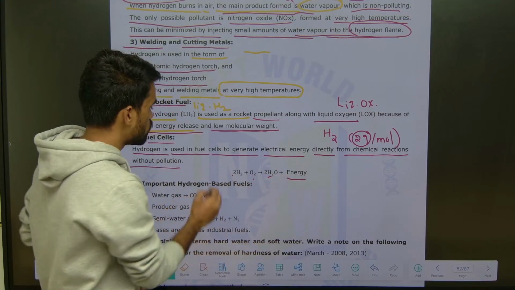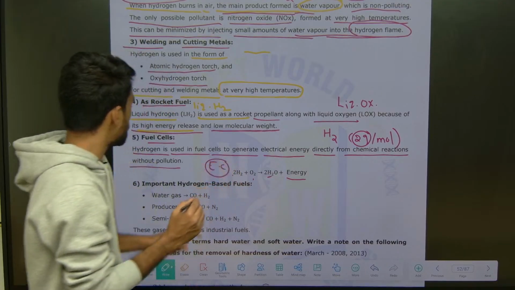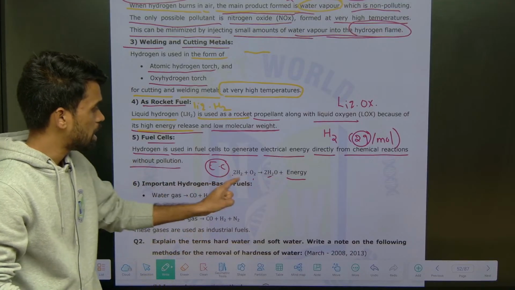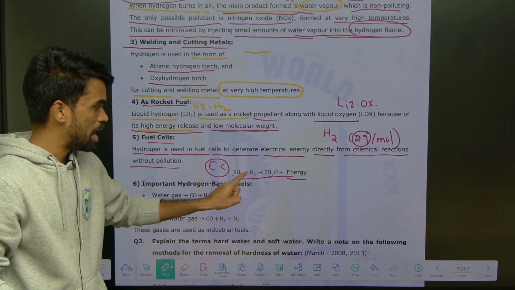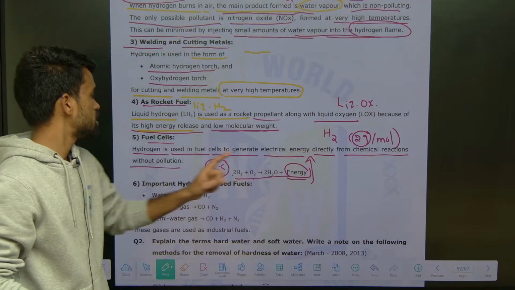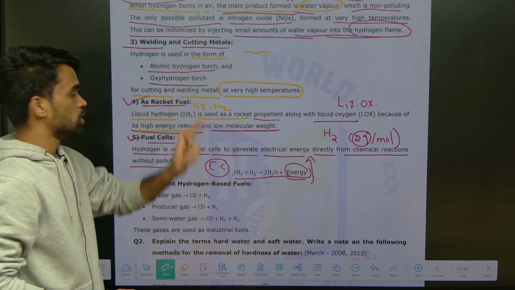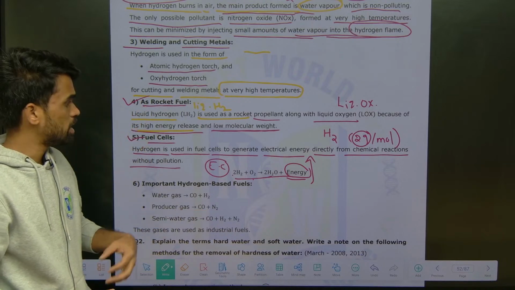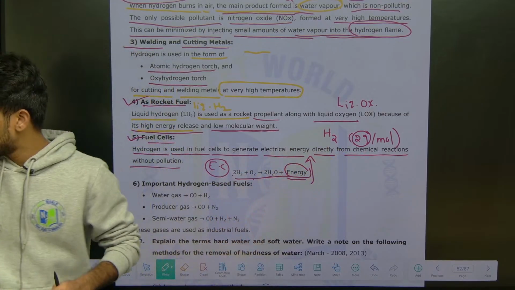So you have a hydrogen fuel cell in your second year electrochemistry chapter. There you will be learning about this hydrogen fuel cell. But as of now, just remember this statement and this reaction. H2 plus O2 gives H2O, just balance the equation, and along with that energy is released. Due to this, we can use it as a fuel cell and a rocket fuel, as a rocket fuel as well as a fuel cell to generate electrical energy from chemical energy. That's it. Remember these 2 points.